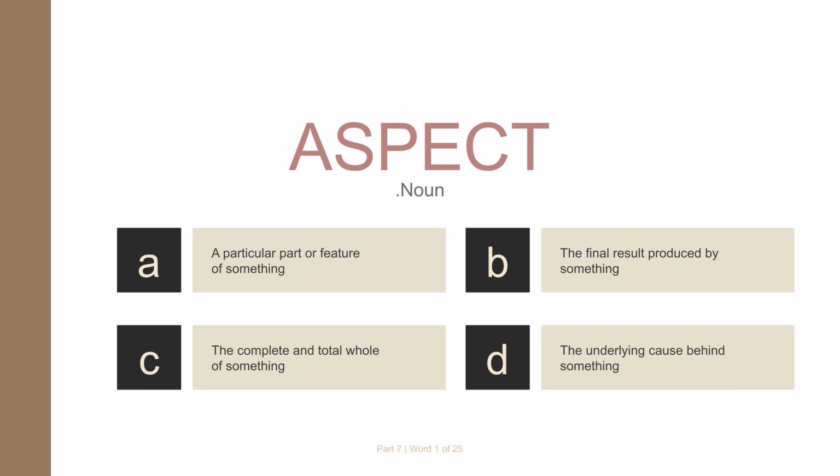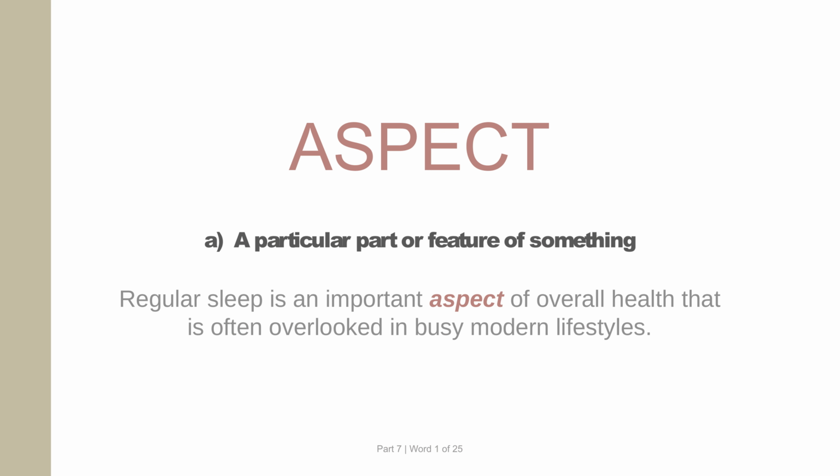Correct answer, Option A. The correct meaning of aspect is a particular part or feature of something. Example: regular sleep is an important aspect of overall health that is often overlooked in busy modern lifestyles.